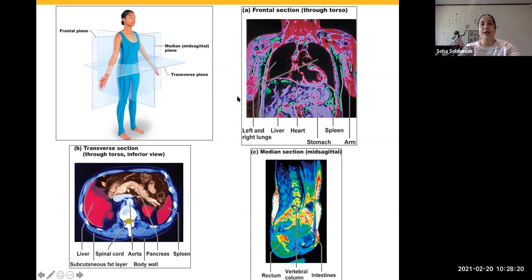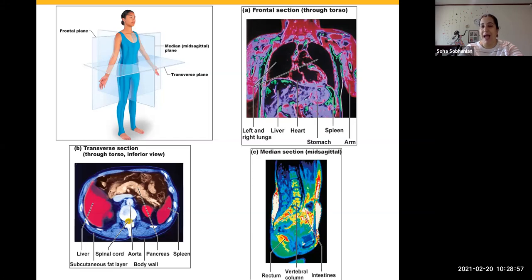Okay, so the 3 cuts again: you have median, which is mid-sagittal, transverse going across, and then frontal, which is front and back. So look at this cut, guys. This is a transverse cut you see right here. Here is the front. This is basically your belly right here. This is your back. What you see here is your spinal cord. Here is your liver. That's your stomach. That's your spleen right here. So they're basically cutting you right underneath the diaphragm.